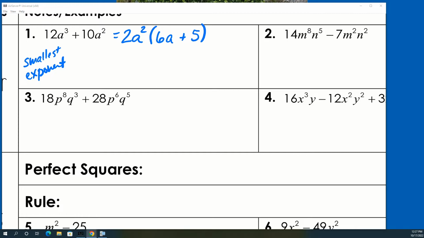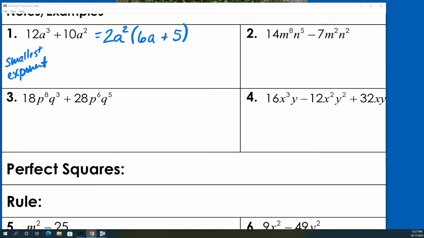All right, now I'm going to have you guys try number 2. It is a little bit more difficult. It's okay, do what you can do. And if you mess something up, it's okay. We'll fix it in just a second. Try to figure out number 2 on your own.